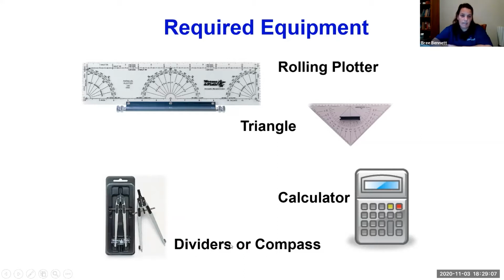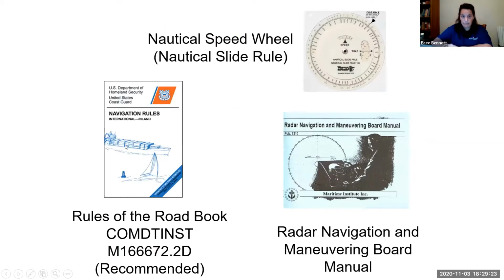Calculator, most of us have that on our phones. And the dividers or compass. Divider is 2 pointy ends, and the compass is 1 pointy end, 1 pencil end. Oh, there we go. And the radar plotting sheets. You could also get the rules of the road book. If you don't have one, it's great to have one. And then the radar manual.